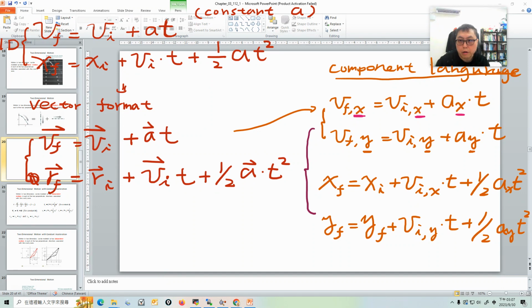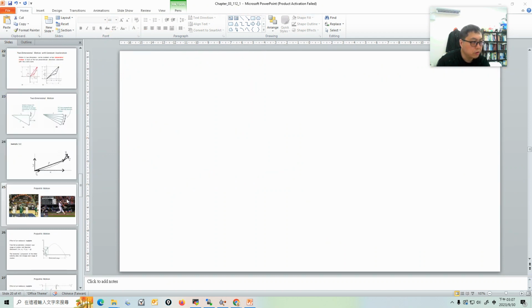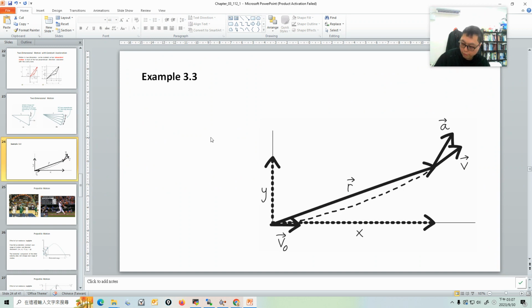And the example is on, I think I have on this slide. Okay. This problem, example 3.3 in the textbook. There's a boat which has an initial velocity in the x direction. Its velocity is 7.3 meters per second in the plus x direction.